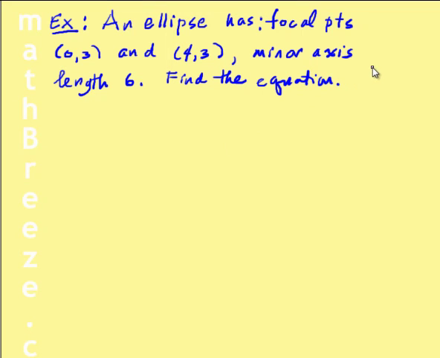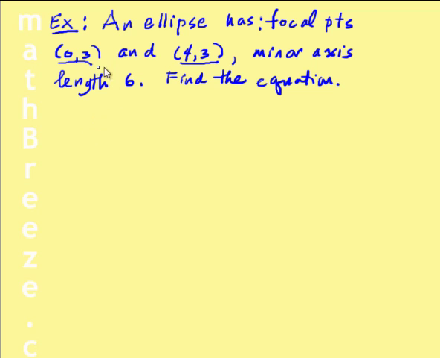Here's a quick little ellipse problem. So this says an ellipse has focal points (0, 3) and (4, 3), minor axis length 6. Find the equation of the ellipse. All right, so first these focal points both have the same y-coordinate, so they're lined up horizontally. So that means that the major axis is horizontal. Bigger number is going to be under x, and the smaller number under y in the equation.